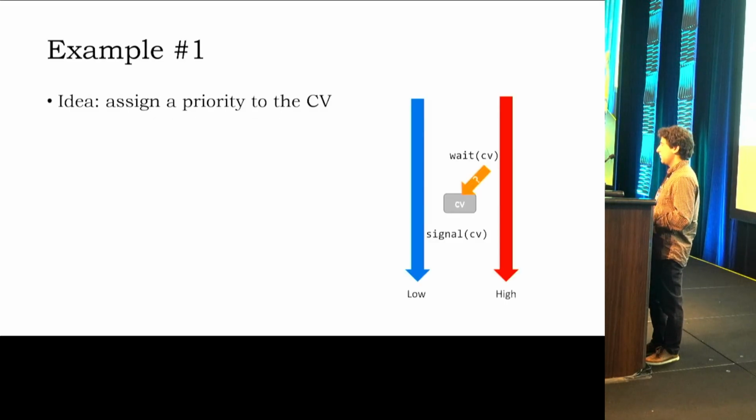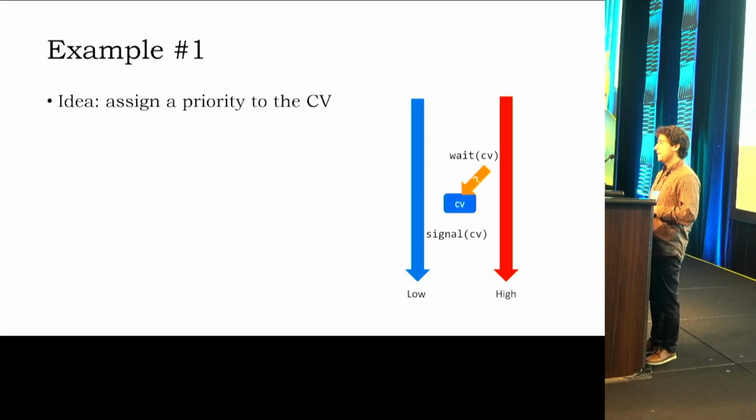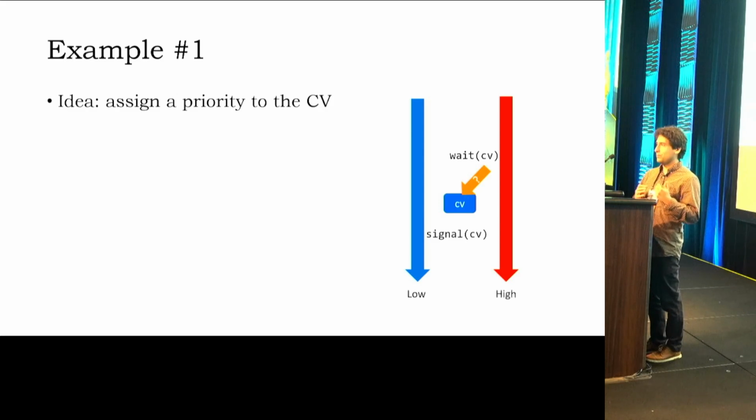So the first insight that we use in our type system is to assign priorities to condition variables. So maybe we decide that this condition variable has priority low. Now what does that mean? Condition variables don't run, so they don't run at certain priorities. And indeed, at runtime, the priority of a condition variable does not have a whole lot of meaning.